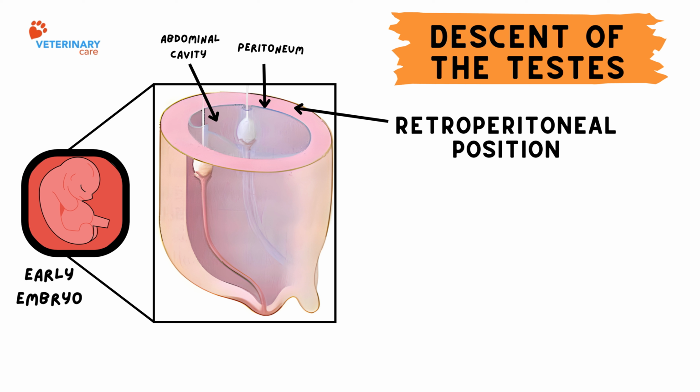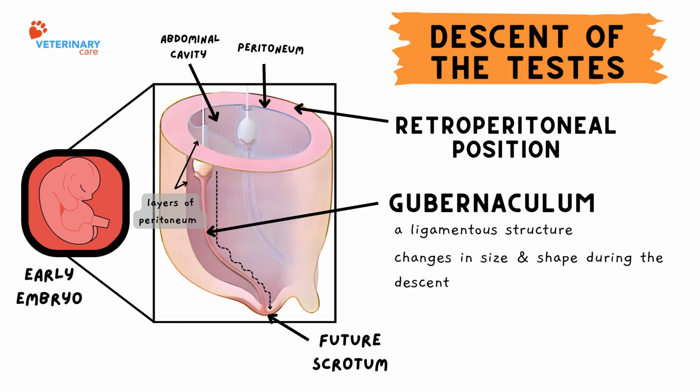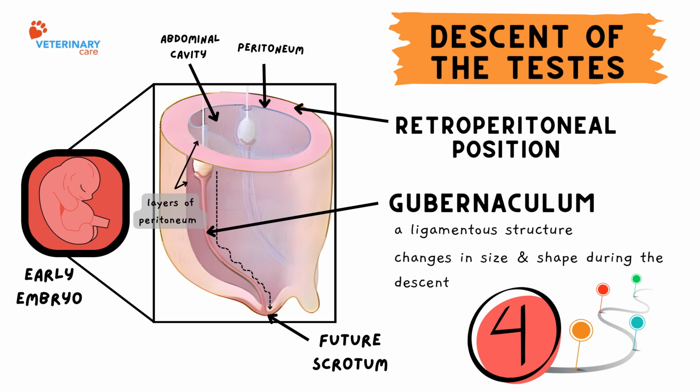During fetal development, they must move a long distance to reach the scrotum, where they will function after birth. This journey is guided by a ligamentous structure called the gubernaculum, which changes in size and shape during the descent. At the same time, layers of peritoneum surrounding the testes travel with them. The process of testicular descent can be divided into 4 distinct phases.